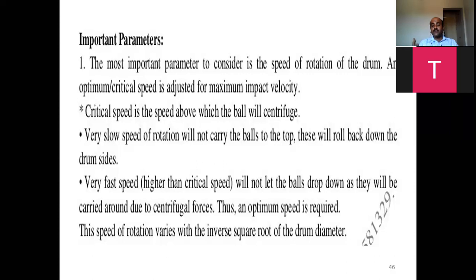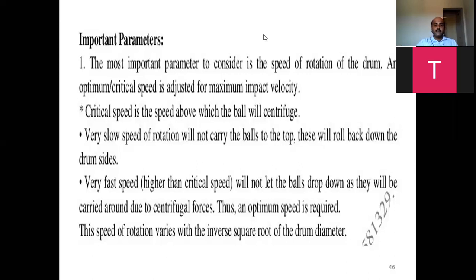This speed of rotation varies with the inverse square root of the drum diameter. This is very important. The speed of rotation varies inversely with the square root of the drum diameter. This is also important here. Okay.